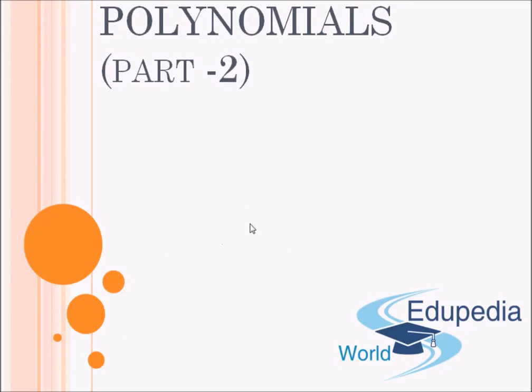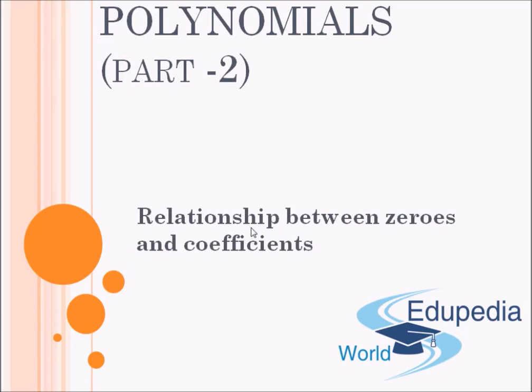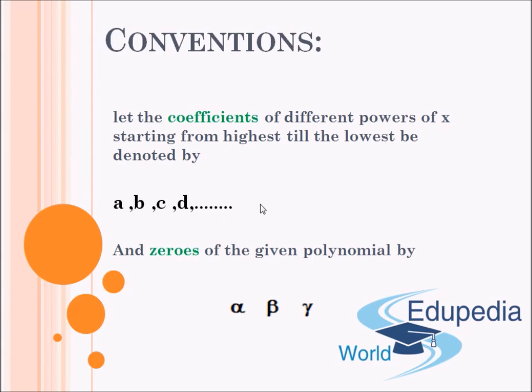In this video, we'll be learning about the relationship between zeros and coefficients of a polynomial. The convention used here: the coefficients of different powers of x, starting from highest till the lowest, will be denoted by a, b, c and d, whereas the zeros of the given polynomial will be denoted by alpha, beta, gamma, etc., depending upon the requirement.